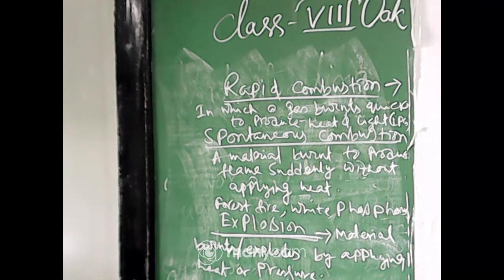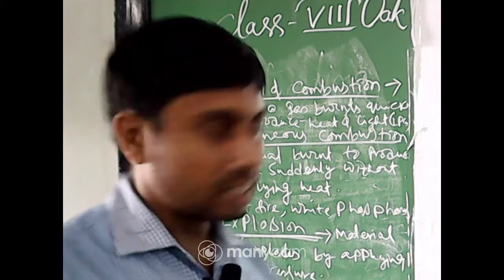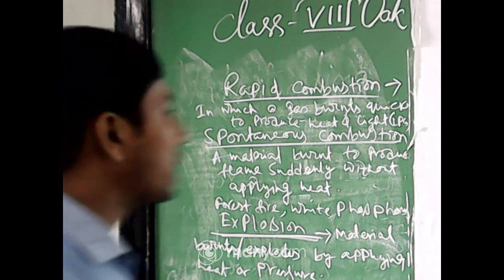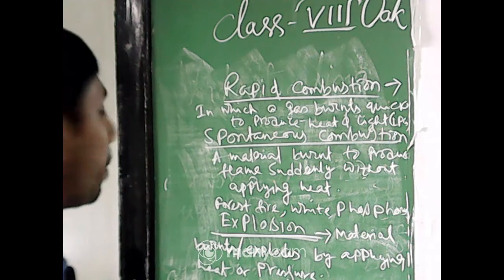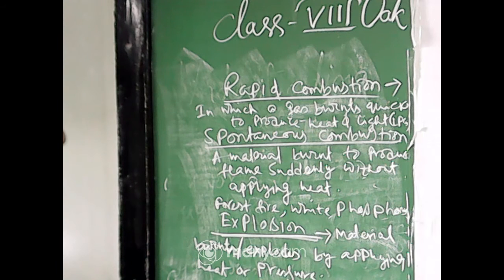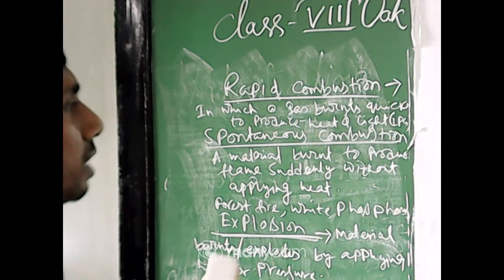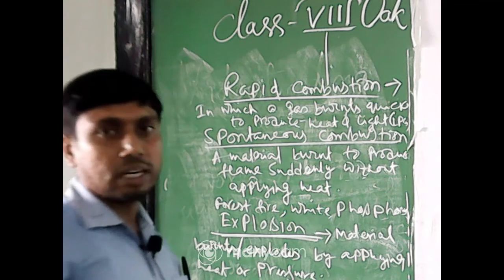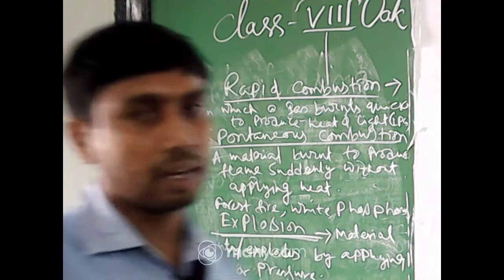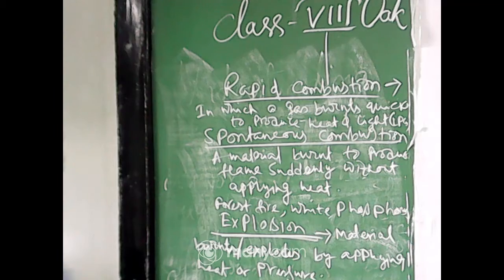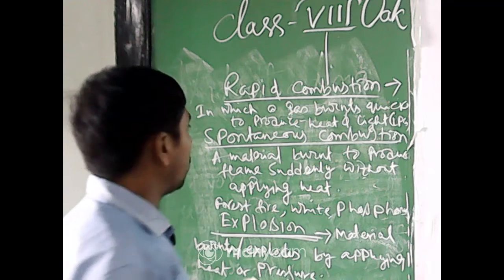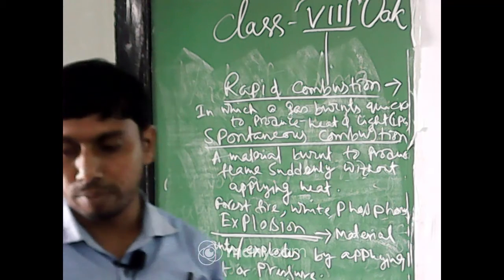From that part, the question may come: give the difference between rapid combustion, spontaneous combustion and explosion. Three questions may arise from here. If such questions come, you may write in paragraph format or in the differentiate format, using two columns. Just write down the definition and one example of each. Write the definition first and then one example, if the differentiation is asked between these three.